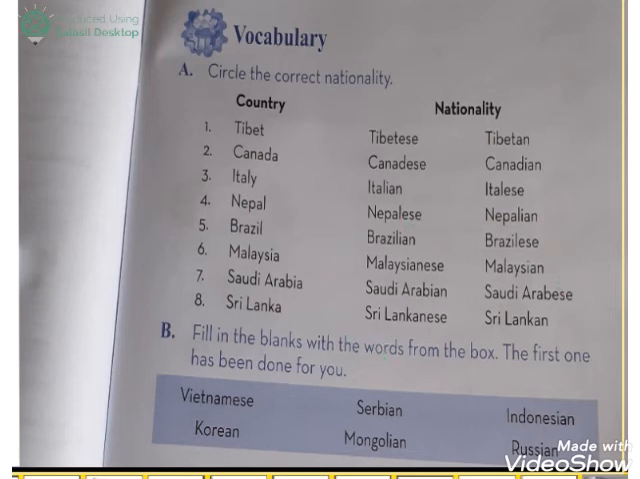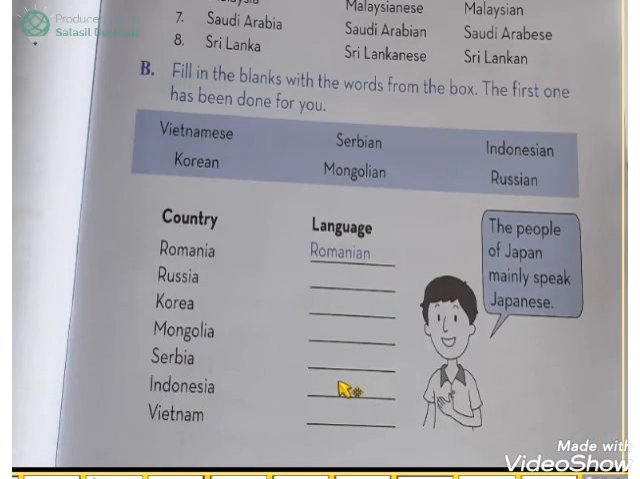In the next exercise, we talk about languages. As we said, we add AN or ESE to the country to have the languages that people speak. In this exercise, fill in the blanks with the words from the box. The first one has been done for you. Here we have the first one. Romania, Romanian. Here we add N to the country to have the language. Here in this book, we have the answers and we have to choose the suitable one for each country.